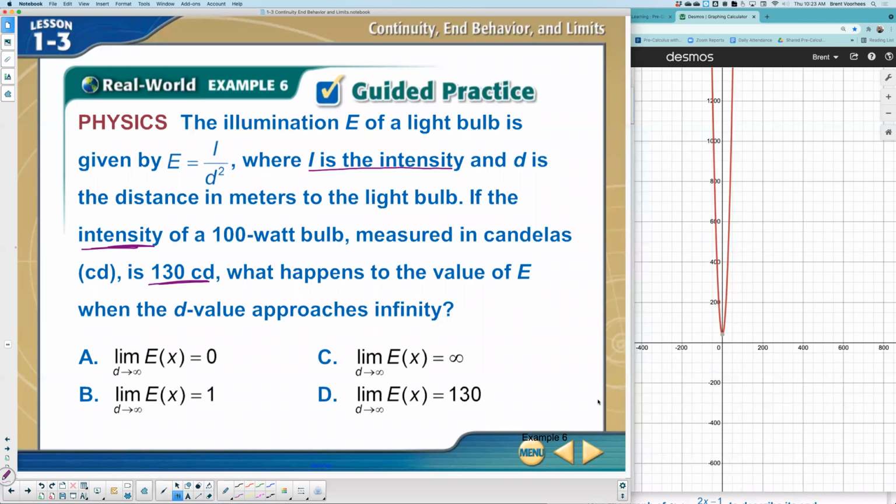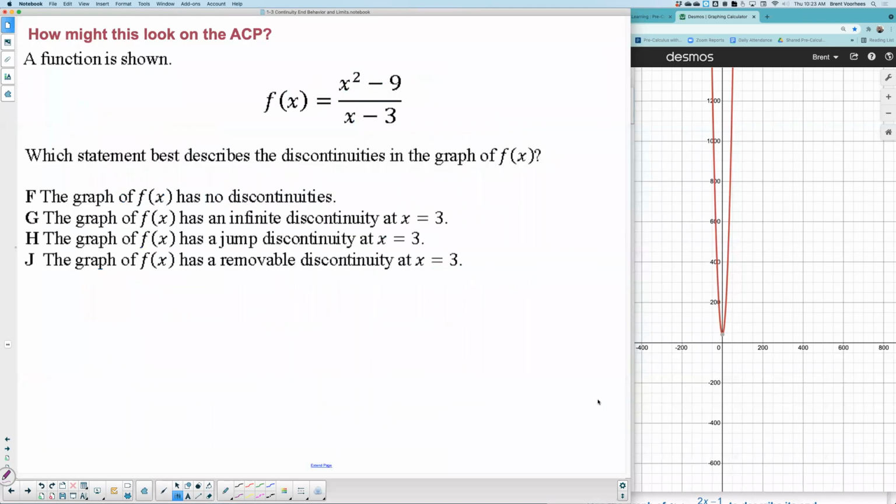All right, let's take a look at the ACP questions. How might this lesson be tested? This lesson is most often tested off of discontinuities. It's a very easy way to make a test and to not be confusing. And so most frequently you would see the test based off of discontinuity.